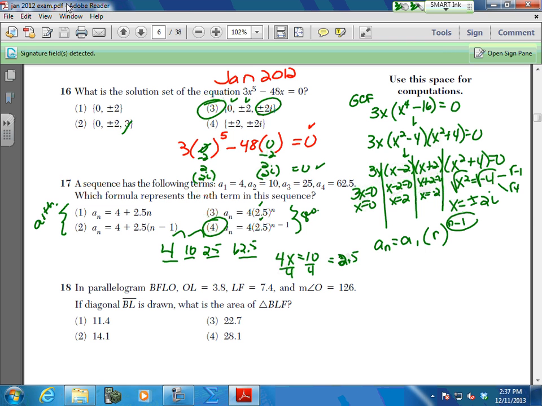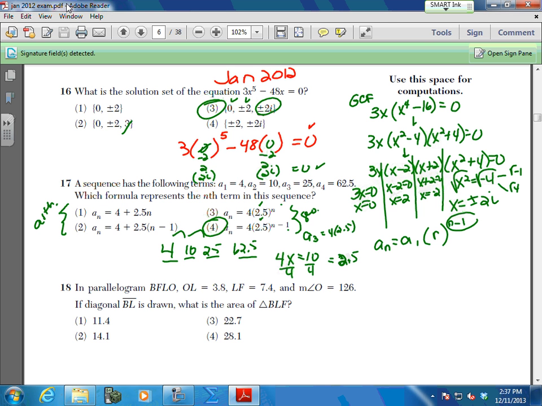What you could do, if you wanted to, is try it out to see which one you get to 25 by using an a3 in here. Find a third term using this, and see which one works, this one or this one. And then you'll determine which one is good.